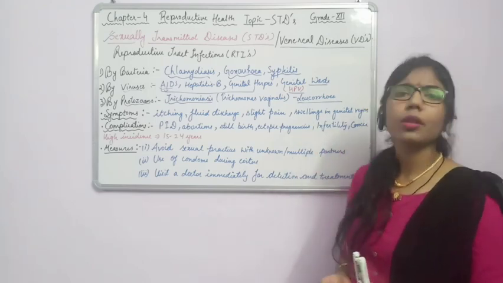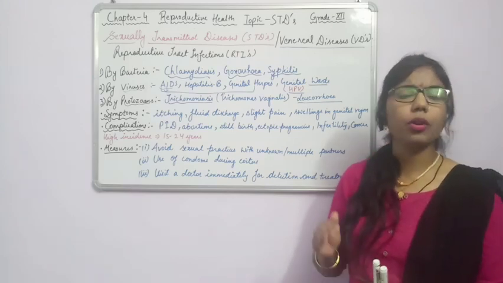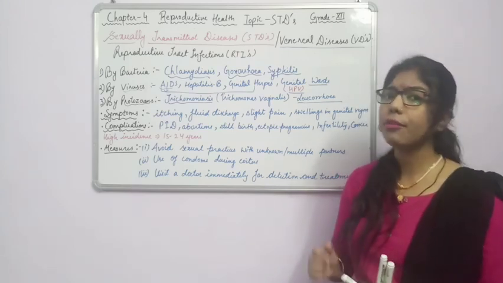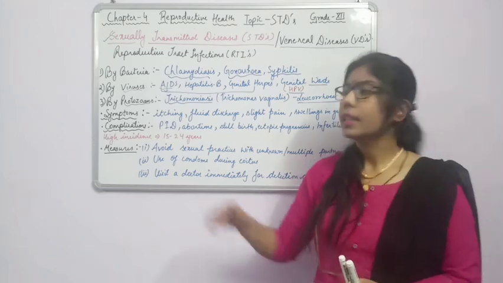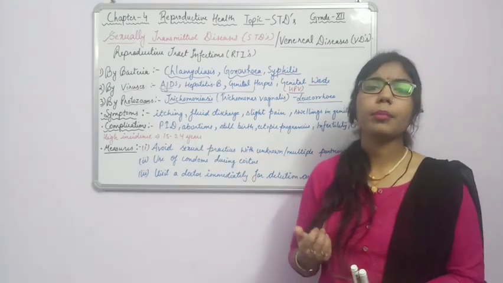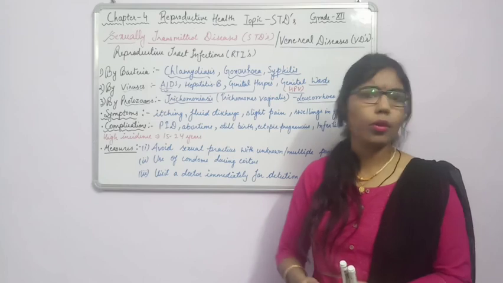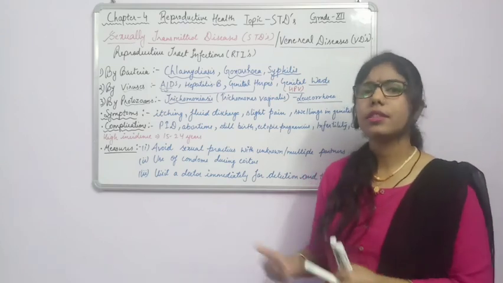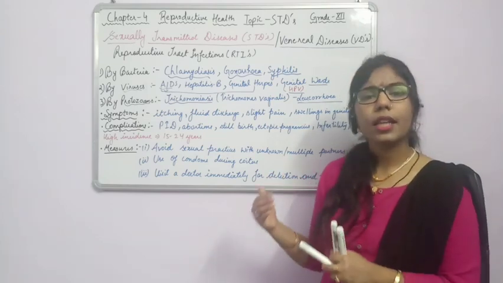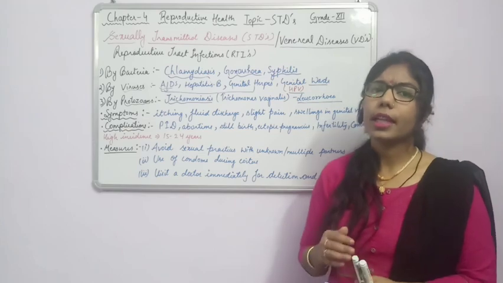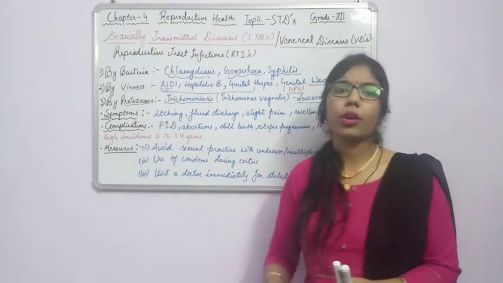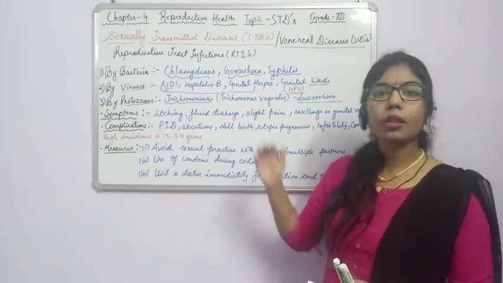Now, what can be the complications? We said that it should be curable in the initial stage. Sometimes it happens that the symptoms are not seen. In some people, we cannot detect the symptoms. So we will reach the last stage, the later stages, and at that time it will become a complication for that individual. So what can be the complication?